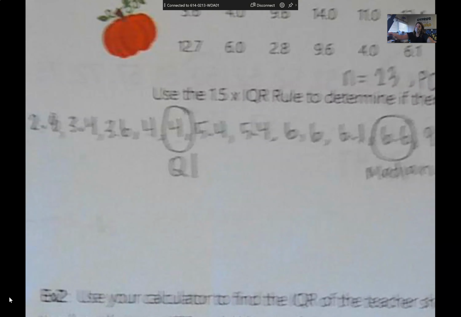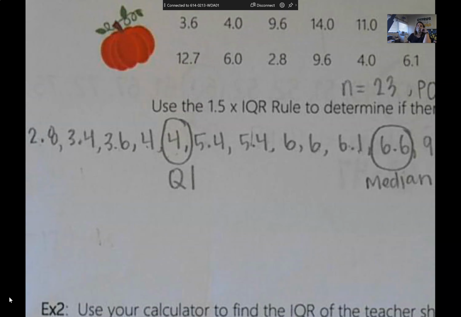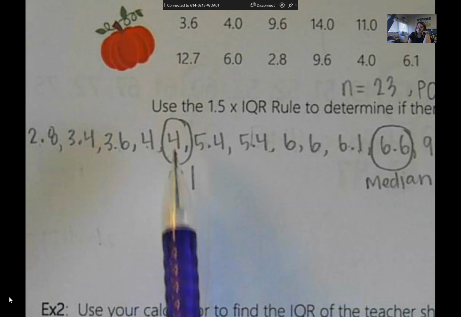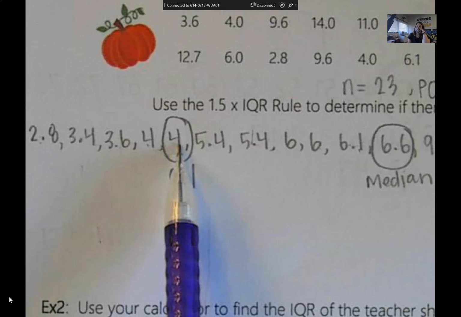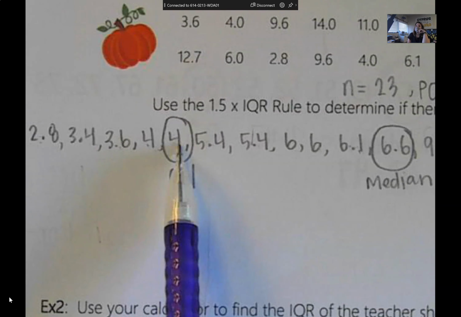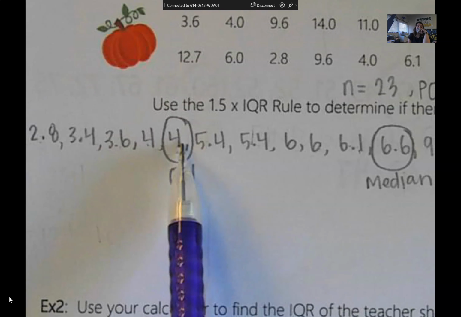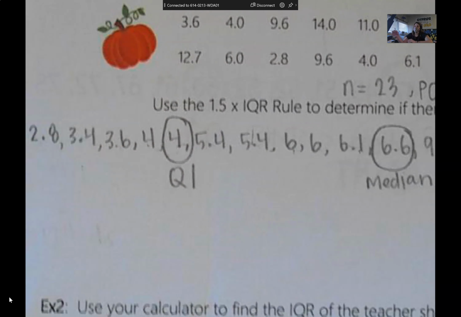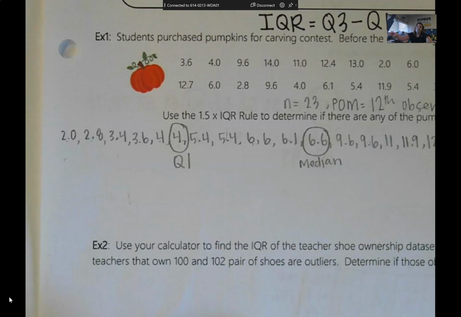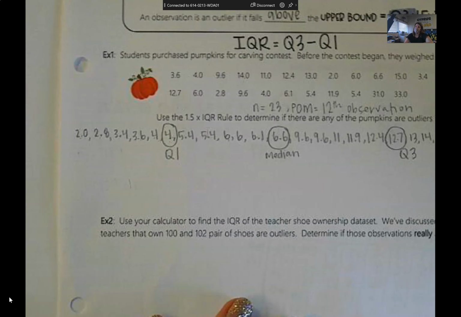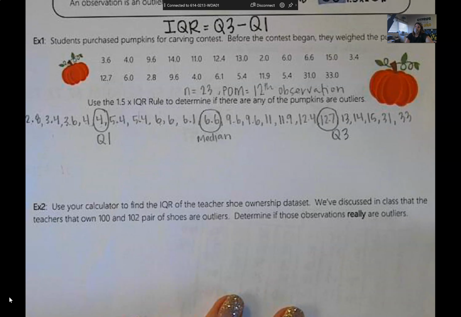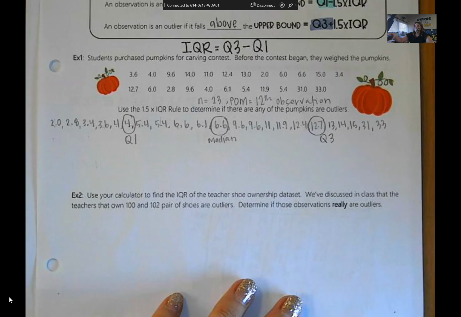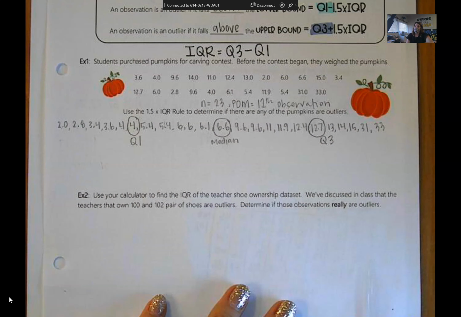One really good question that I got last class period was, do significant figures matter? Meaning, I didn't write 4.0 here, I wrote 4. That's okay if you just write 4. I didn't write 4.0 or 6.0 because I knew that I wasn't going to have enough room to write all the numbers out if I did. Are there any questions on finding these quartiles for the pumpkin data?